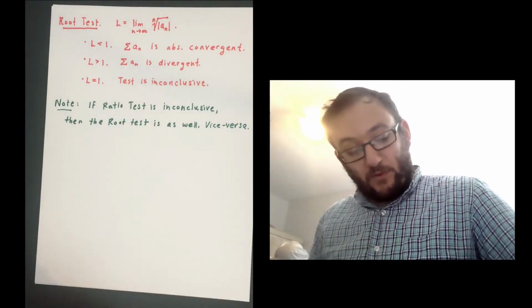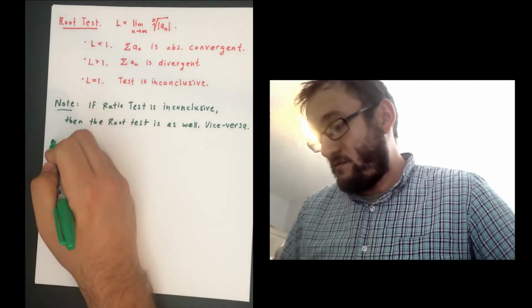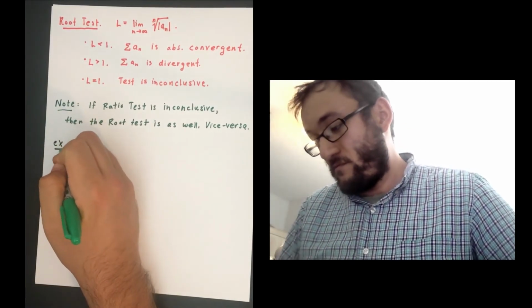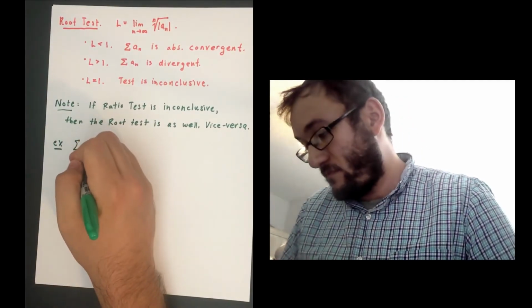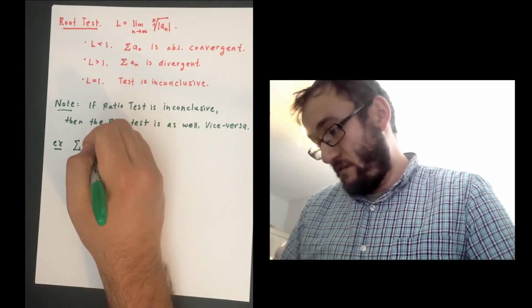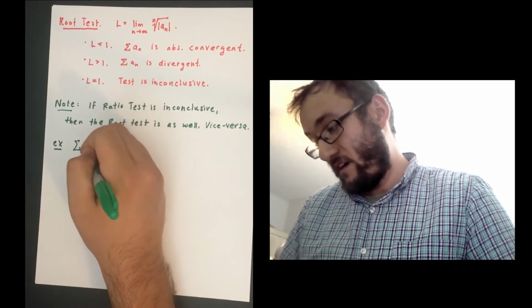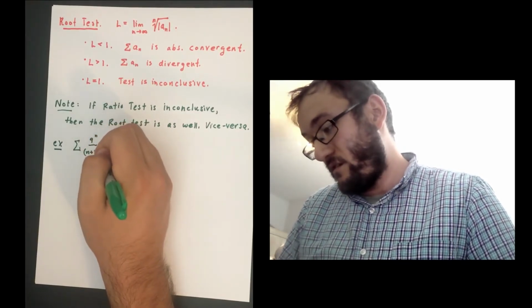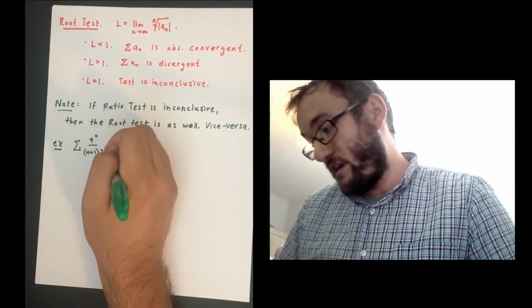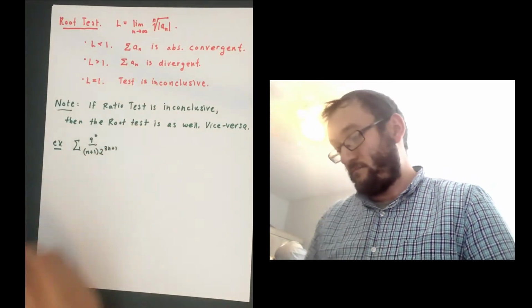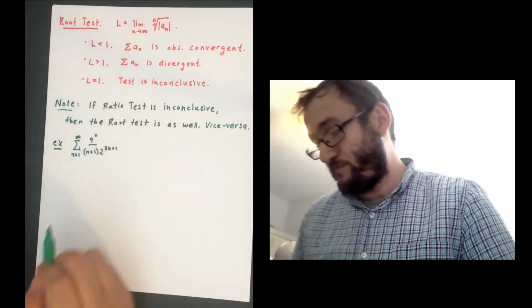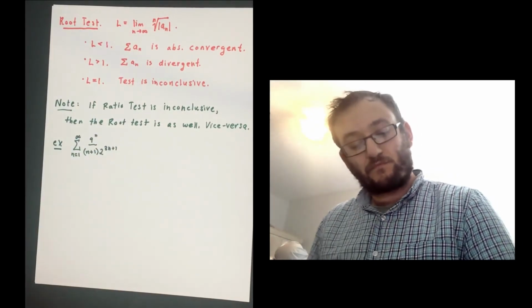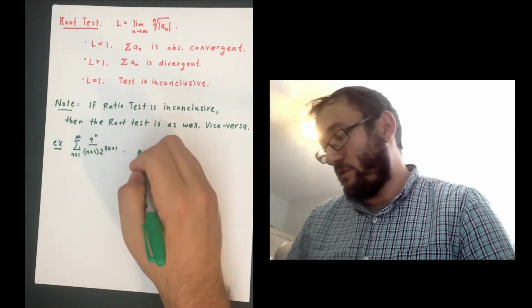Okay. Let's look at an example. Let's take the sum of 9 to the n divided by n plus 1 times 2 to the 3n plus 1, where n goes from 1 to infinity. So we'll apply the root test.